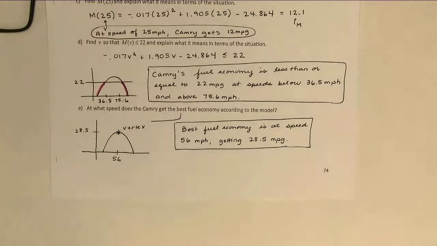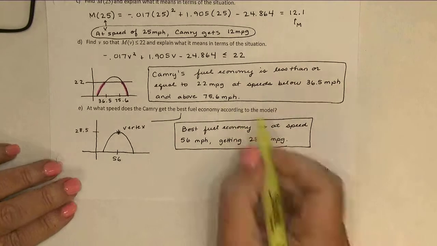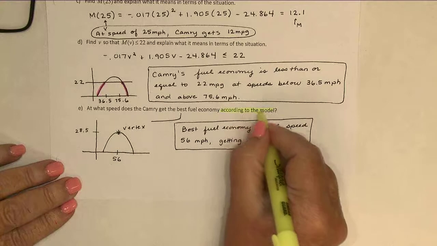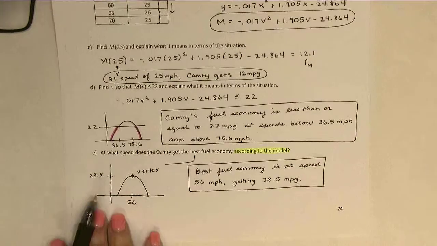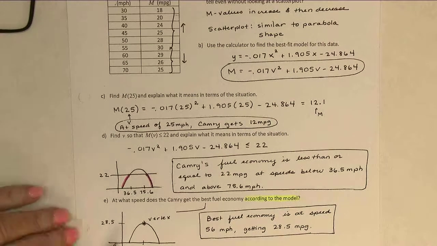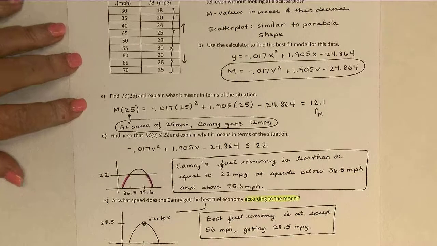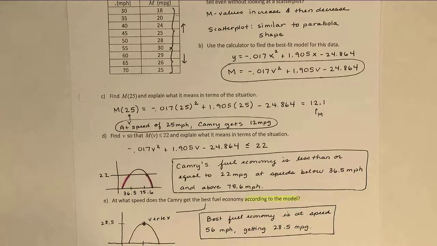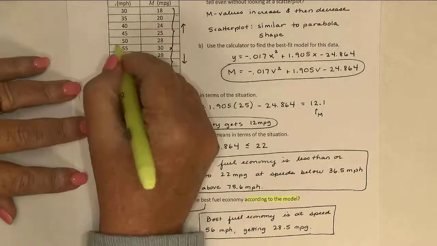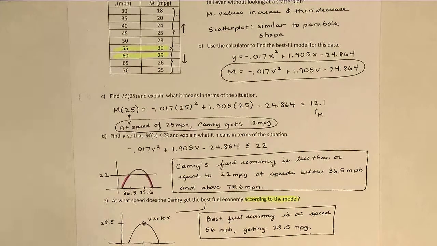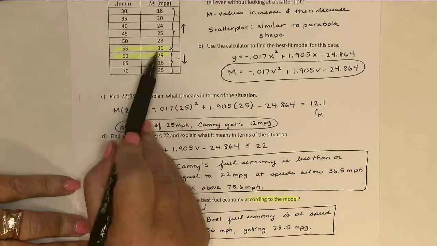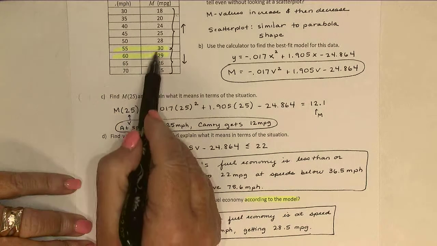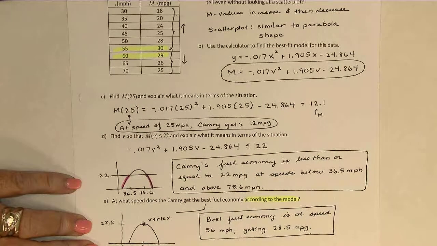All right, there's something important here that I do want to point out, and that is this idea of according to the model. You'll see that a lot when we're doing modeling problems. And when you look back at the chart, you'll see why. In fact, according to our actual data, we can do better than 28.5 miles per gallon. We can see it a couple times right in here, right? So in reality, the best fuel economy is somewhere between 55 and 60, and we're getting at least 30 miles to the gallon at those speeds.